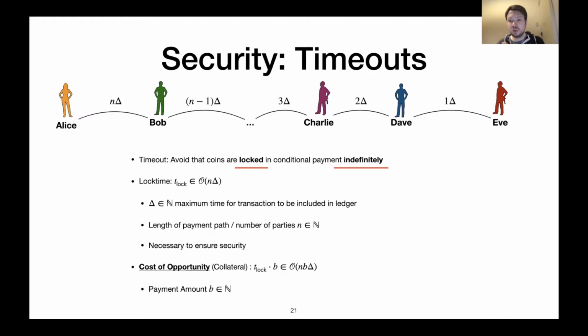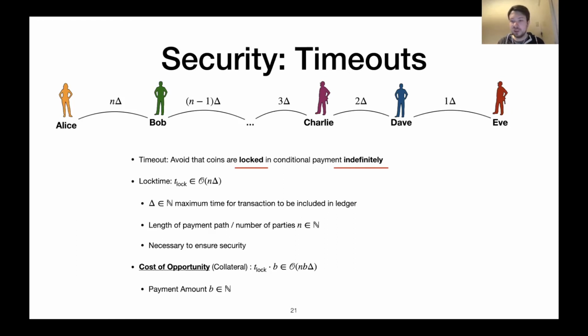The duration of a timeout, as you can see above, depends on the number of hops of the payment path from Alice to Eve in this case, and also on a ledger parameter delta, which specifies the maximum amount of time it takes for a transaction to be included in the ledger.